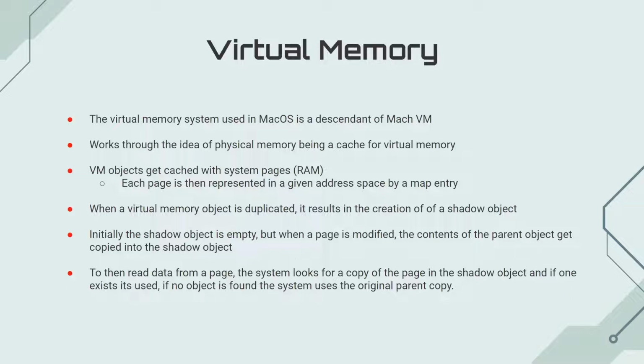These shadow objects are initially empty, but as a page is modified, the contents of the parent object get copied into it. For data to be read, the system tries to read from a shadow object first, but if one doesn't exist, it will then default to using the original parent copy.